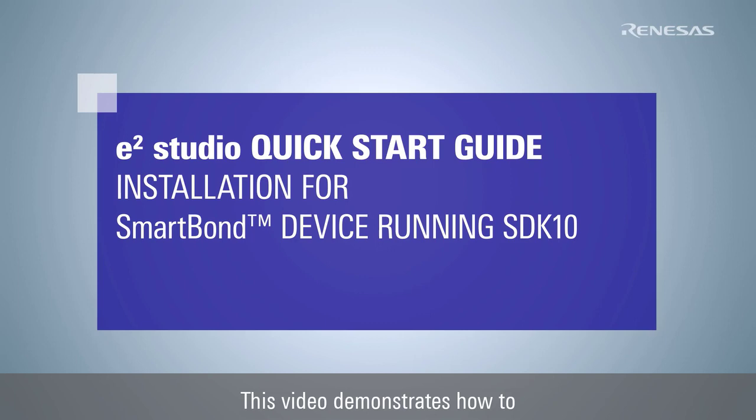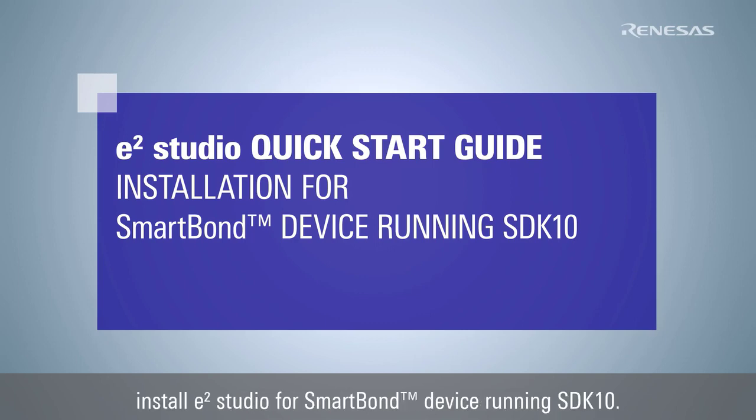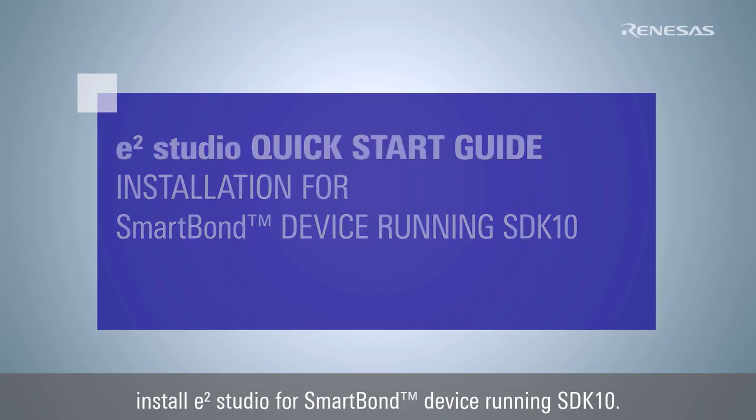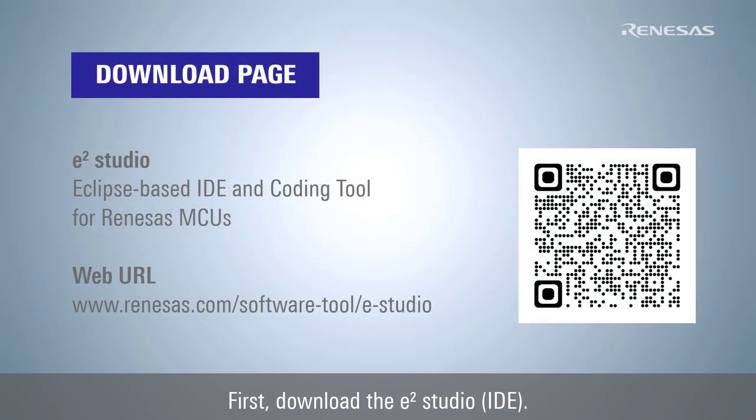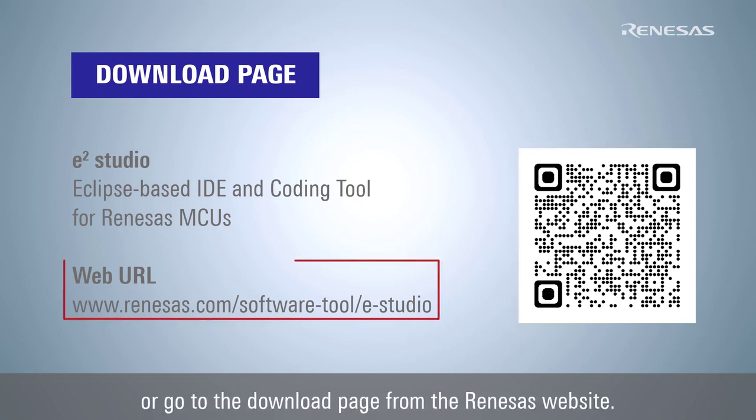This video demonstrates how to install eSquare Studio for SmartBond device running SDK 10. First, download the eSquare Studio. Please scan this QR code or go to the download page from the Renesas website.